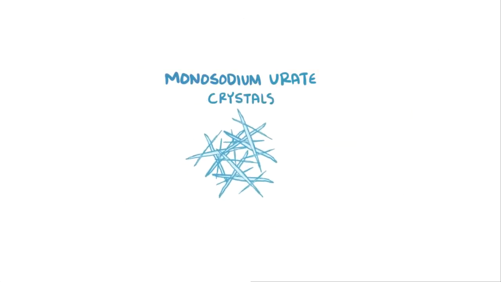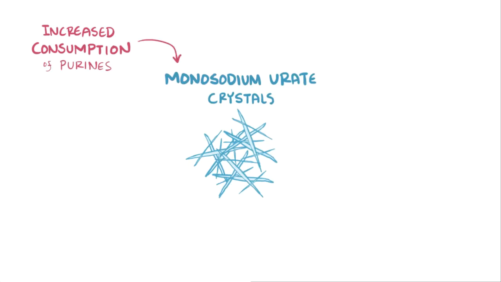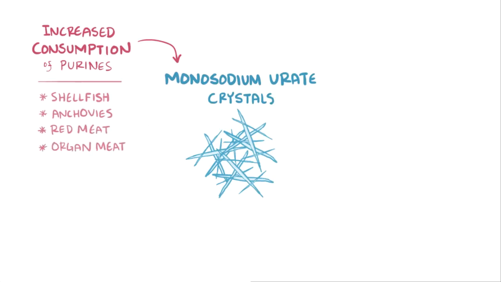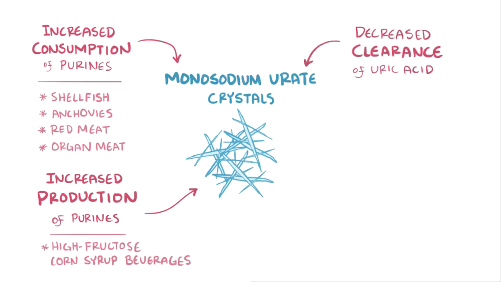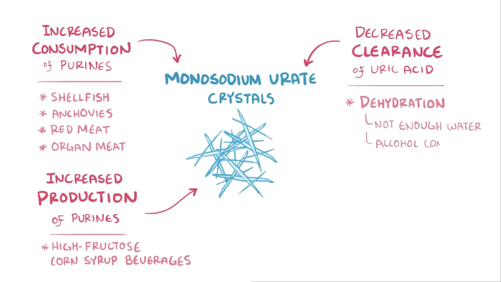These crystals can form as a result of increased consumption of purines, like from consuming purine-rich food like shellfish, anchovies, red meat, or organ meat. Also, though, they can result from increased production of purines. For example, high fructose corn syrup containing beverages could contribute to the formation of uric acid by increasing purine synthesis. Another way crystals could form is from decreased clearance of uric acid, which can result from dehydration, from not drinking enough water, or consumption of alcoholic beverages, both allowing uric acid to precipitate out.